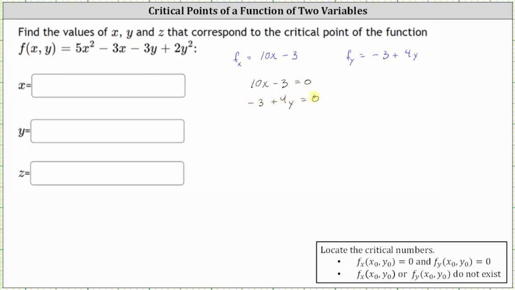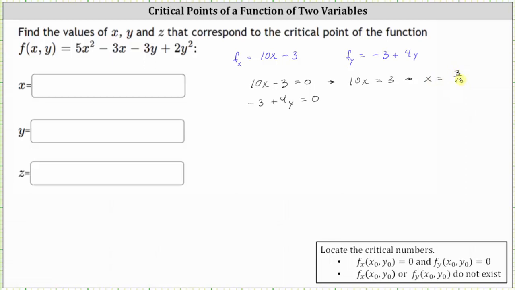Well, this system is pretty simple because the first equation only has x and the second equation only has y. So let's solve the first equation for x. The first step would be to add 3 to both sides, which gives us 10x equals 3. And then dividing both sides by 10, we have x equals 3/10.